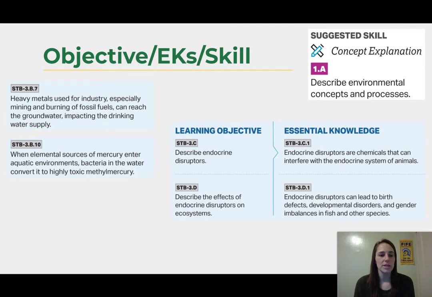The learning objective for today is that you can describe endocrine disruptors and that you can describe the effects of endocrine disruptors. Some of the essential knowledge that you're going to gain is how endocrine disruptors are chemicals that can interfere with the endocrine system of animals and some of the consequences that they can lead to.